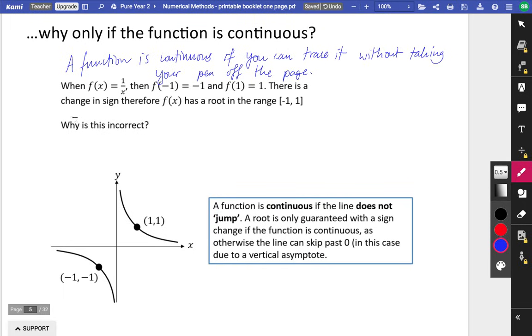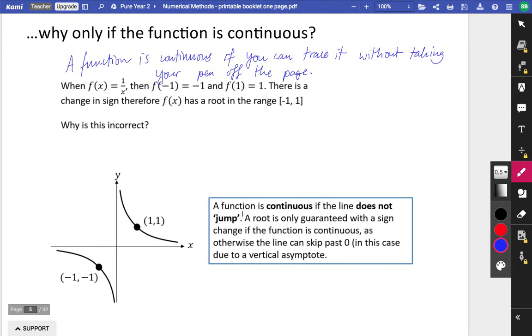So the example that we're going to look at to show why it needs to be continuous is when f of x is 1 over x, here's our reciprocal graph. When you put in -1, you get an answer of -1. But when you put in 1 to the function, you get an answer of 1. So you might say, okay, we've gone from a -1 to a 1, so we've got a change in sign. So because there has been a change in sign, we might think that the function has a root in the range -1 to 1. But clearly, it's not crossing the axis anywhere between -1 and 1.